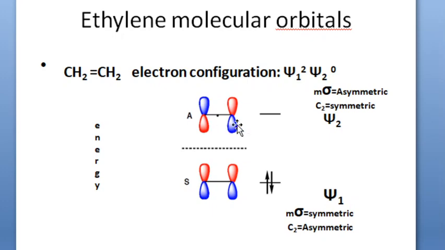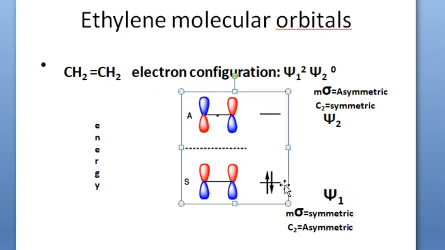Now coming to filling its electrons: psi 1 has 2 electrons, psi 2 has 0 electrons. So which orbital has electrons? Psi 1 has electrons. So this becomes your HOMO.